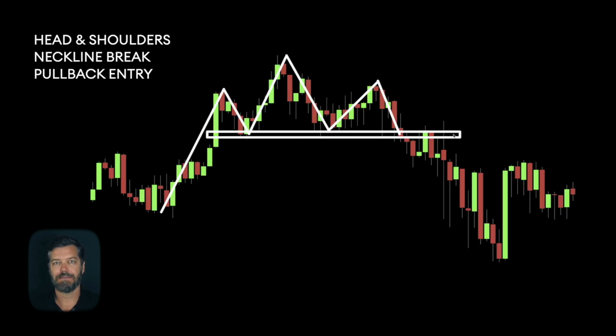Instead of taking the breakout entry right away after the neckline break, you can wait for a pullback. This means waiting for the price to retrace back to the neckline, which now acts as either a support, in the case of an inverse pattern, or resistance, in the case of the regular head and shoulders. This pullback entry can often offer a more secure point to enter the trade.